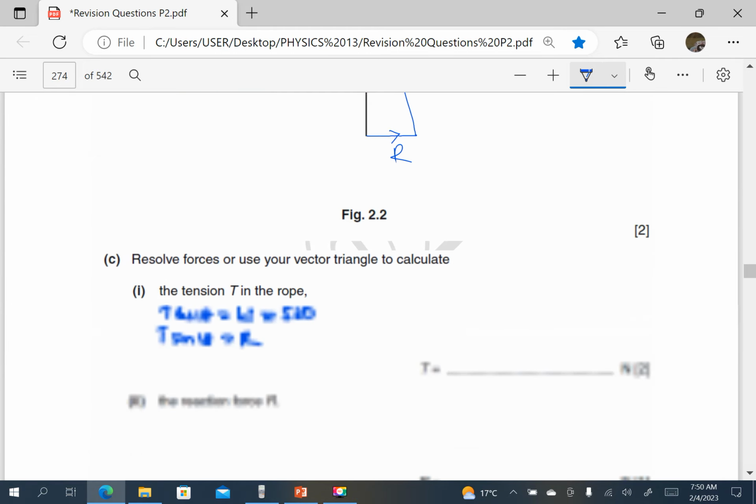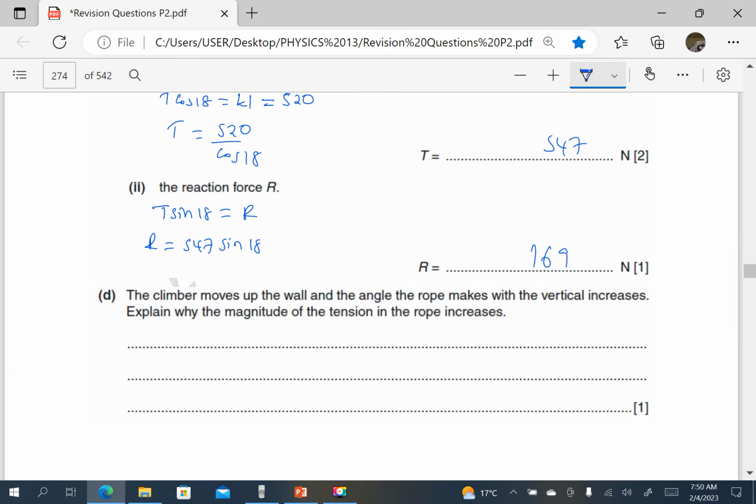So the question is asking us to explain why the magnitude of the tension in the rope increases. We have that tension is equal to weight divided by cos of theta. As the climber moves up, theta becomes larger, so cos theta becomes smaller.